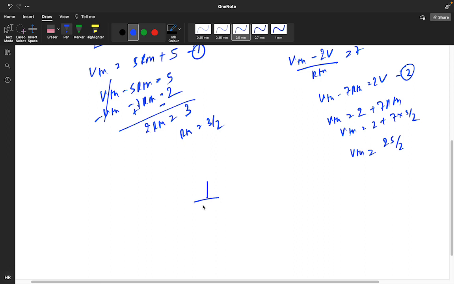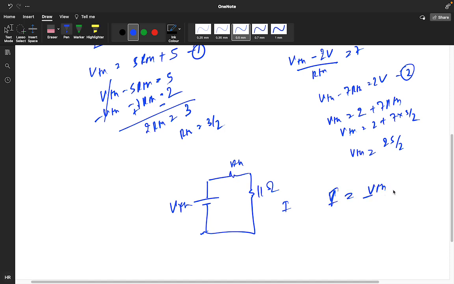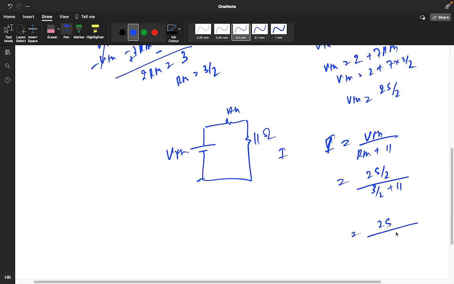Now you have VTH and you have RTH. If you connect an 11 ohm resistor, what will be the current? I will be VTH divided by RTH plus 11. So VTH is 25 by 2 and RTH is 3 by 2 plus 11. What value do you get? 25 divided by 22 plus 3, and 22 plus 3 is 25 only. The 2 in the denominators will get cancelled out. So you will get 1 ampere. So the current will be 1 ampere.